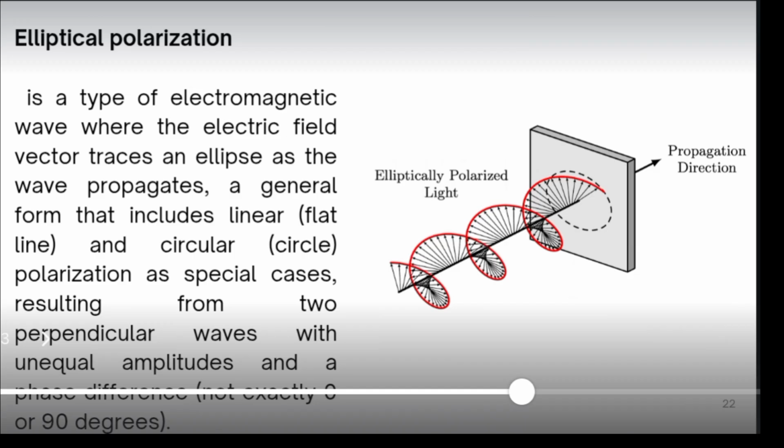Elliptical polarization is a type of electromagnetic wave where the electric field vector traces an ellipse as the wave propagates, a general form that includes linear (flat line) and circular (circle) polarization as special cases, resulting from two perpendicular waves with unequal amplitudes and a phase difference.